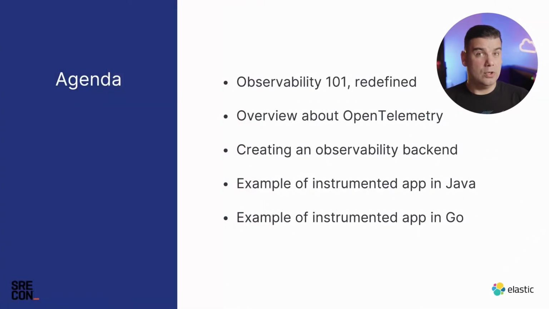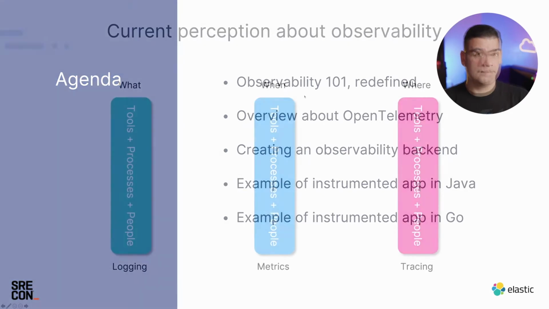The agenda for today includes a brief discussion about observability, and then we're going to jump straight to the discussion about OpenTelemetry. After discussing OpenTelemetry, I'm going to show you how to create from scratch an observability backend. Then I'm going to show you a live example of a microservice written in Java that has been instrumented using OpenTelemetry to send data to this observability backend. Subsequently, I will show you another microservice, this one written in Go, that just like the one in Java has been instrumented using OpenTelemetry to send data to the observability backend.